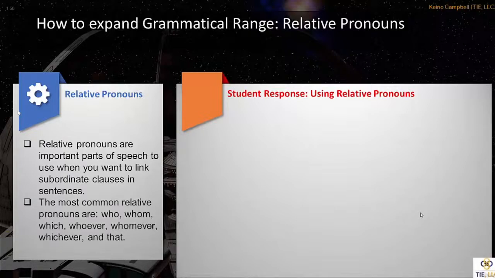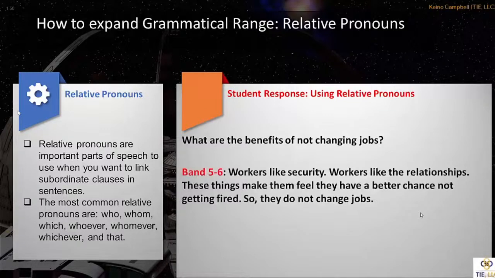On the left there, you can read about this. These are just some definitions of what a relative clause is, with the topic of not changing jobs. Band 5-6: workers like security. Workers like relationships. These things make them feel they have a better chance of not getting fired. So they do not change jobs. Now, are all those sentences grammatically correct? Yes, they are. Are they band 5 to 6 sentences? Yes, they are, because you're just not able to put information together, to combine details together. That's a higher skill level.